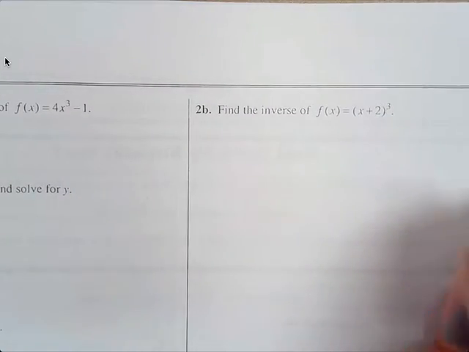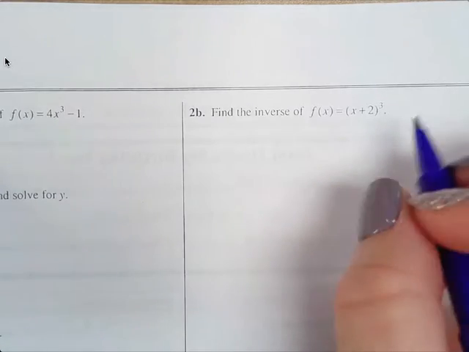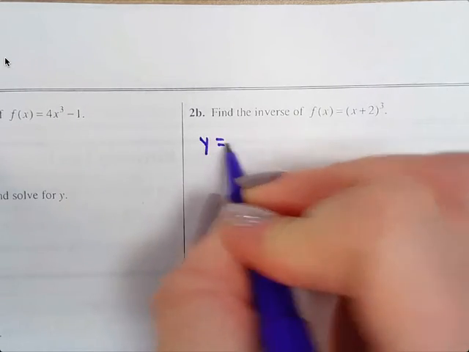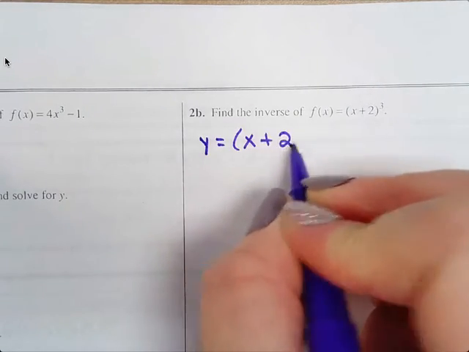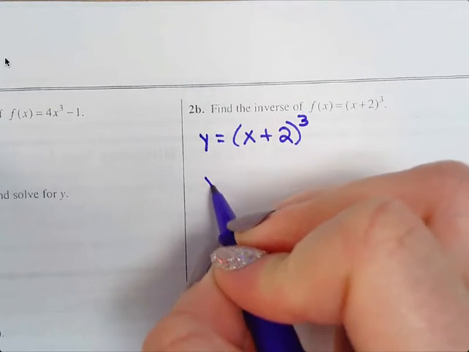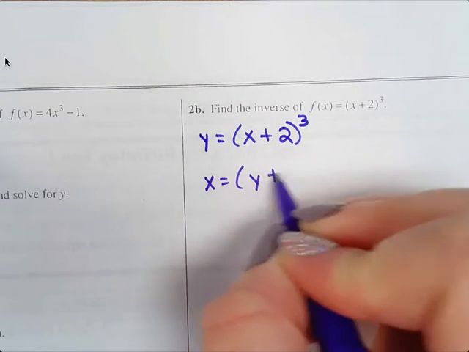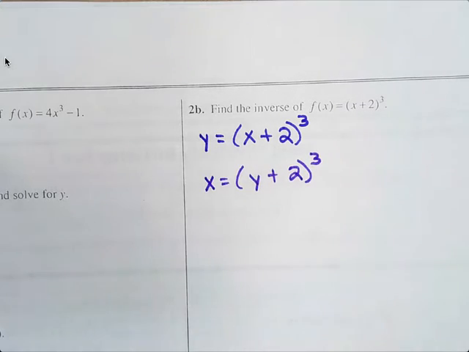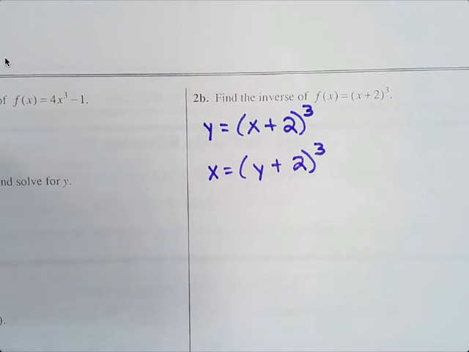So we're doing all the inverse operations to get the inverse function. Okay, so on this one, it says replace f of x with y. So it's y equals x plus 2 cubed. Switch x and y, so now it's x equals y plus 2 cubed. And now solve for y.